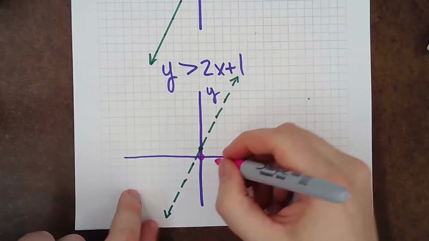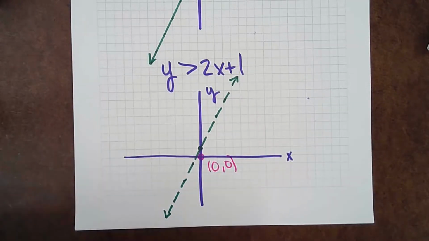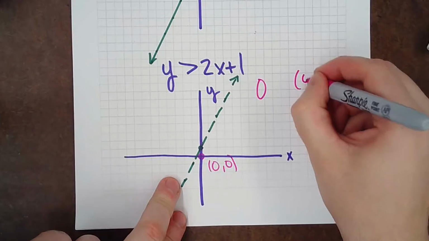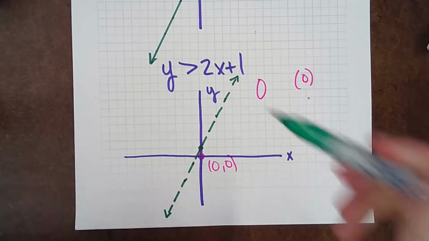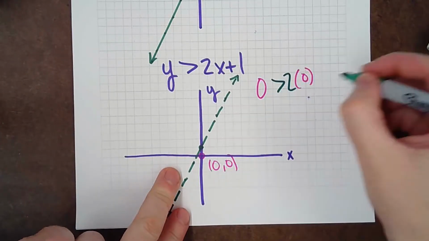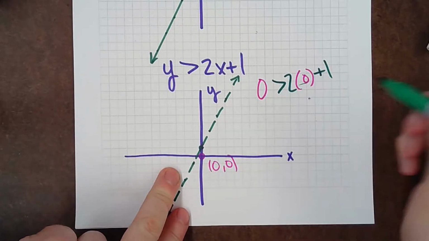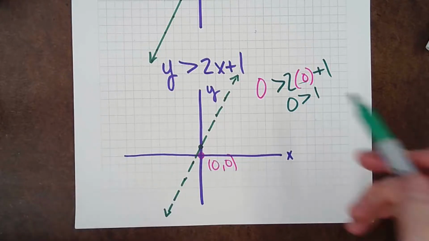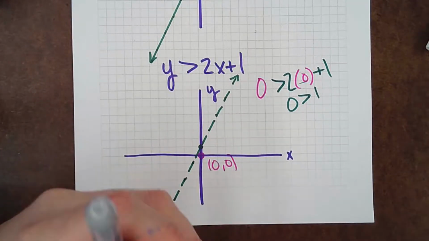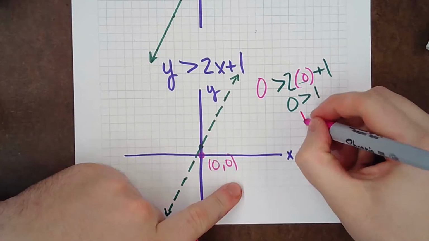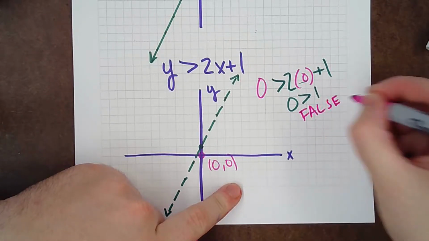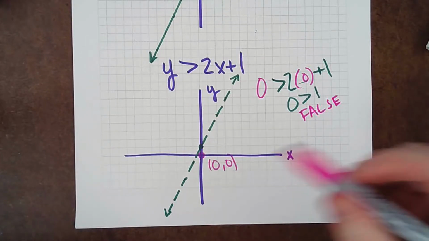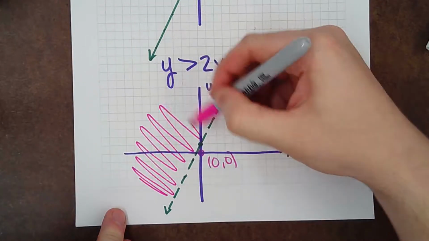So I'm going to plug in 0, 0 and test if that's a solution to our inequality. So when I plug it in, I get 0 for y and 0 for x. 0 is greater than 2x plus 1. So I get 2 times 0, which is 0, add 1 is 1. And I ask myself, is 0 greater than 1? And of course it's not. 0 is less than 1. So that's a false statement. And if that's a false statement, then this must not be part of the solution, which means this side must not be part of the solution. So I know that the solutions all lie over here.